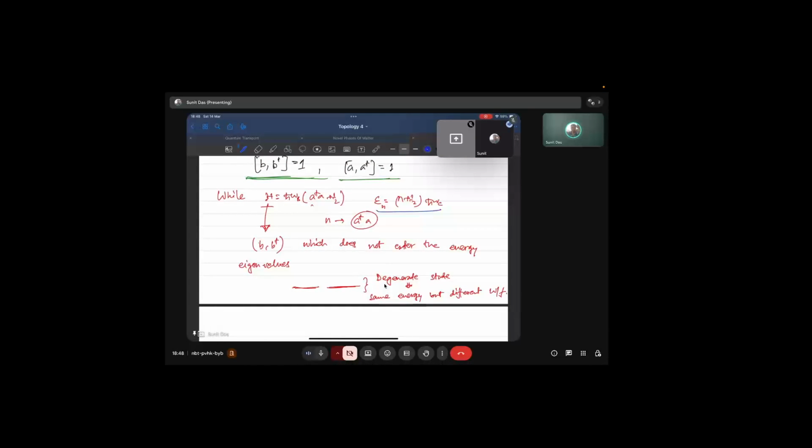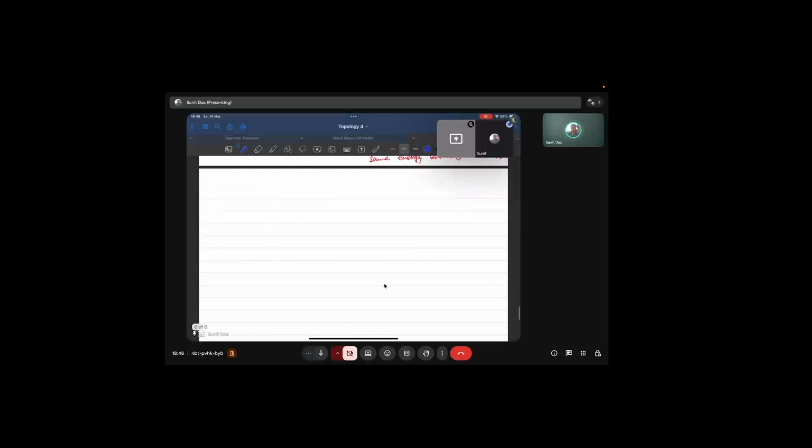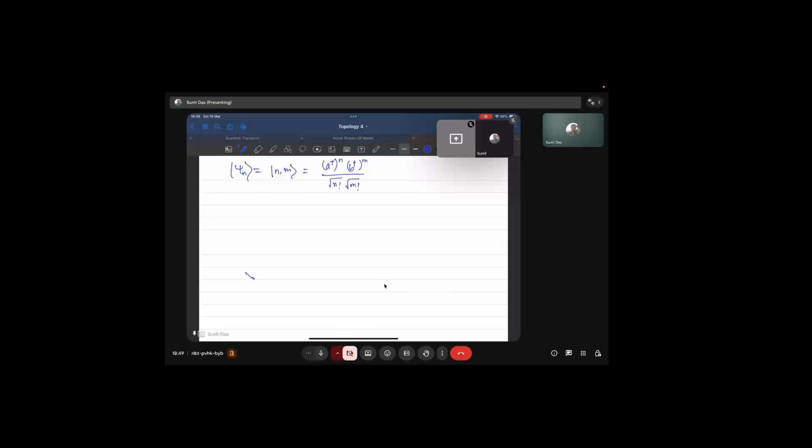This was the nth eigenenergy, right? Now if you derive the wave function, it turns out that the wave function for the nth eigenenergy can be written as nm, which is given by A dagger to the power n, B dagger to the power m, acting on the vacuum state 0 0. These are standard problems solved in many books, so I am not solving it fully.